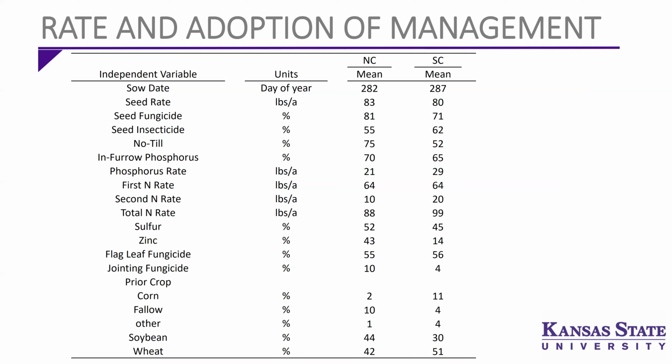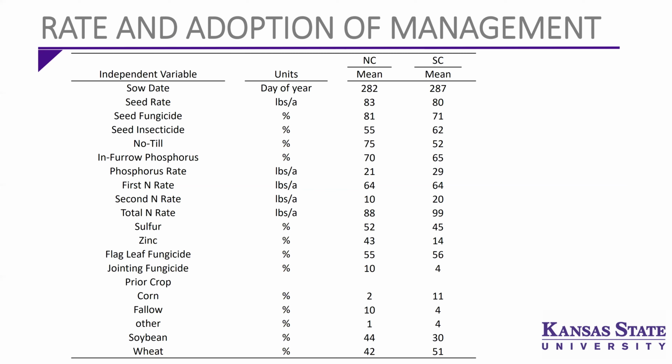And you can see the adoption of different practices there, right? So for example, if we look at the amount of foliar fungicide applied, about 55% of the fields were spraying foliar fungicide. That fungicide early on, the jointing one, well, only 10%. Not many growers, only about 10%, are really doing that early jointing fungicide. No tillage, about 75% of the growers were doing no-till, and so on. So first we have this snapshot of how growers are managing their crop in the state.